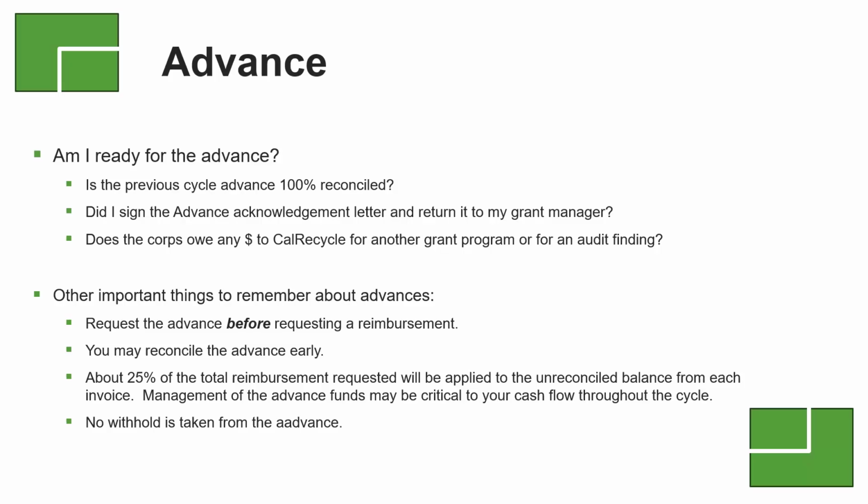You may reconcile the advance early. So if you're close to the end of RLC39 and you don't want to wait until your invoices reconcile that advance, you can pay it off and then you can get your RLC40. About 25% of the total reimbursement requested will be applied to the unreconciled balance from each invoice. Management of advance funds may be critical to your cash flow throughout the cycle, and no withhold is taken from the advance.